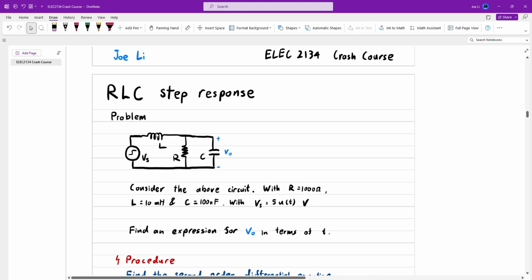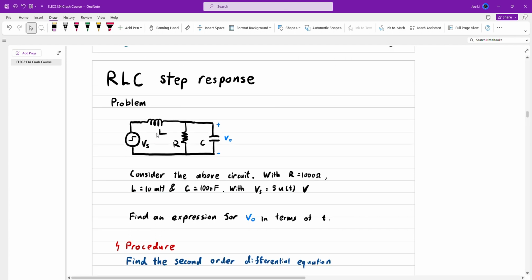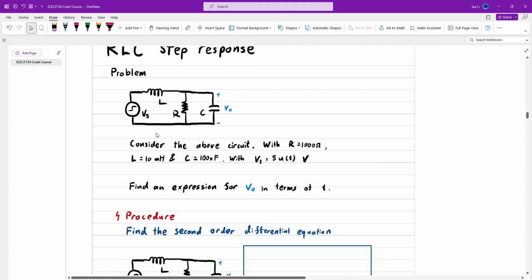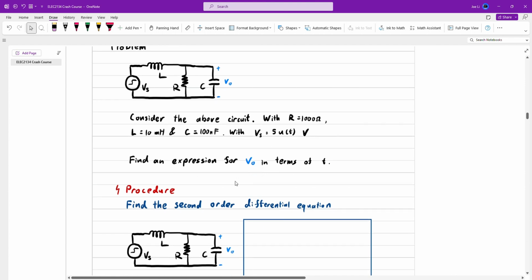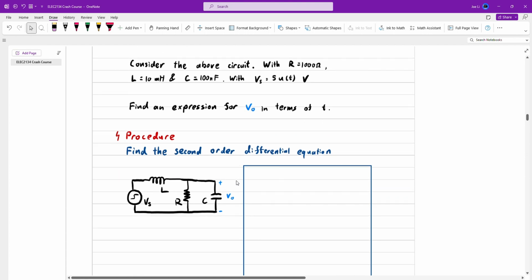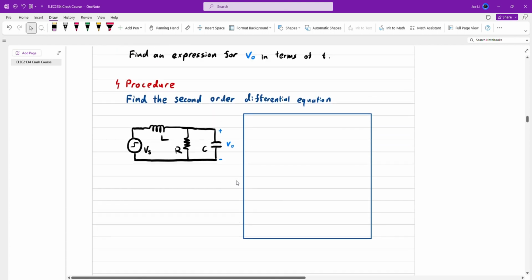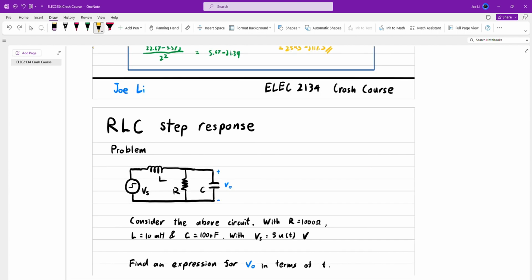Now, transient analysis, a very cool feature. The thing about transient analysis is you get these second order differential equations that behave in a new way. Now we have to solve this question. Consider the above circuit with this and this, with a step function 5u(t). Find the expression for v0 in terms of t. Now we need to find the second order differential equation. It's really easy, don't worry.